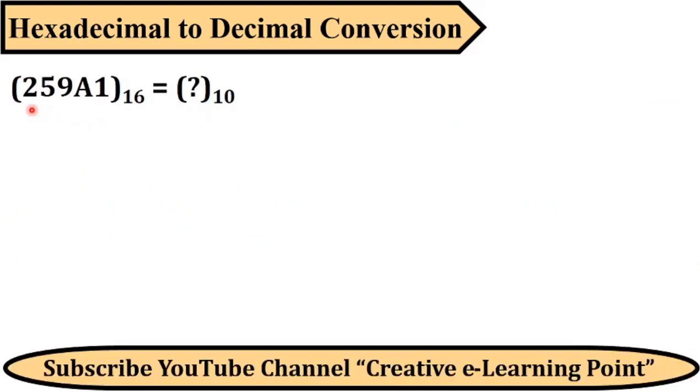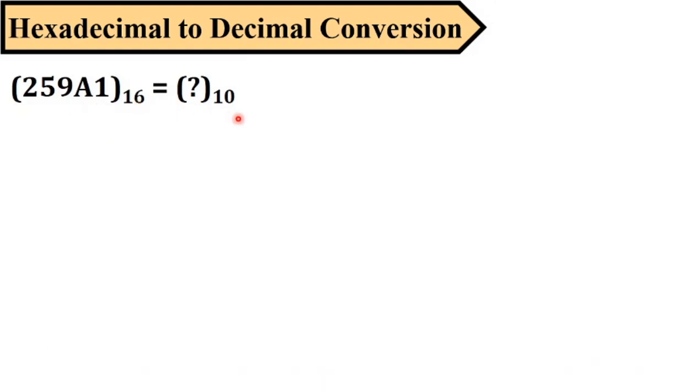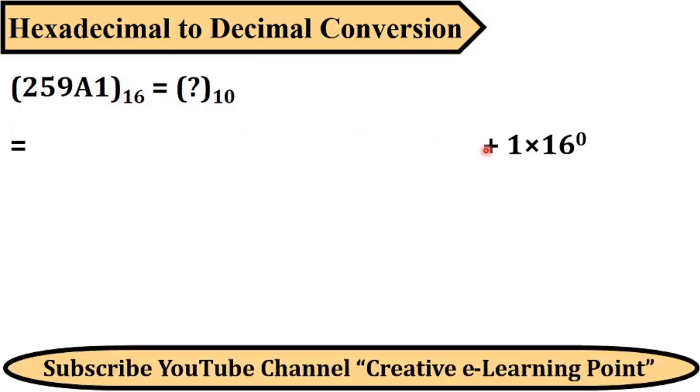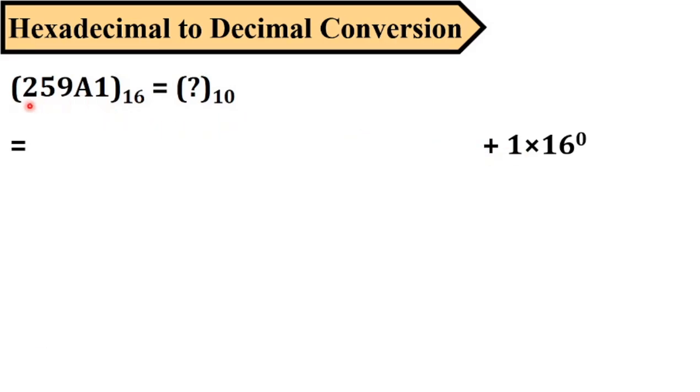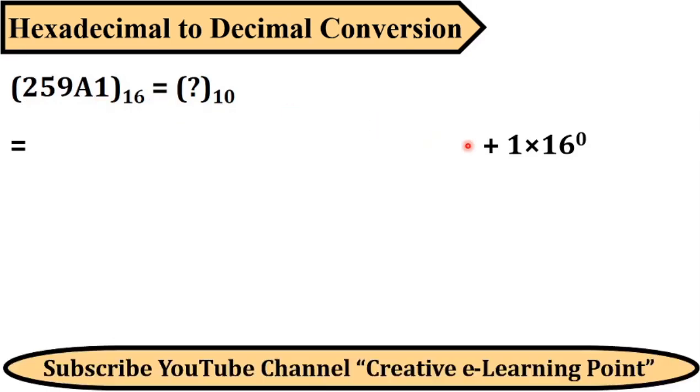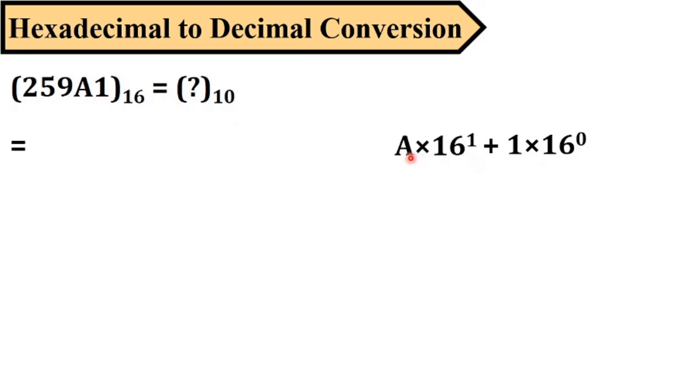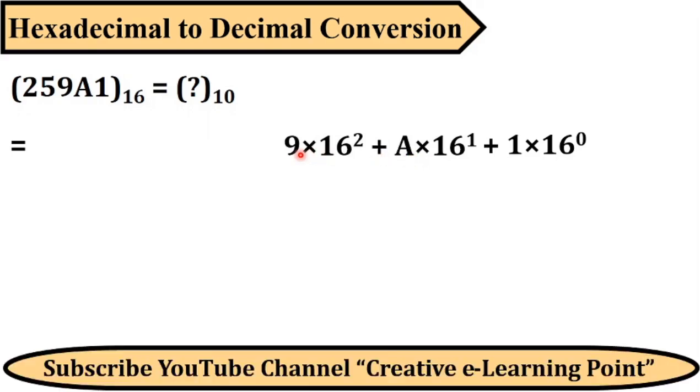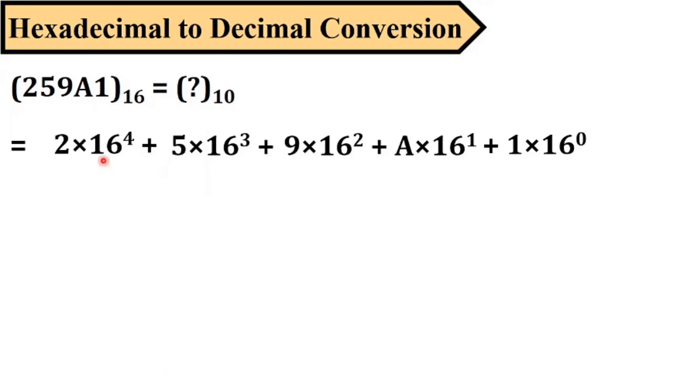So we need to convert 259A1, that is hexadecimal, into a decimal number. As we have seen, we need to multiply each number by its corresponding position weight. Therefore, we write 1 into 16 raised to 0 plus A into 16 raised to 1 plus 9 into 16 raised to 2 plus 5 into 16 raised to 3 plus 2 into 16 raised to 4.